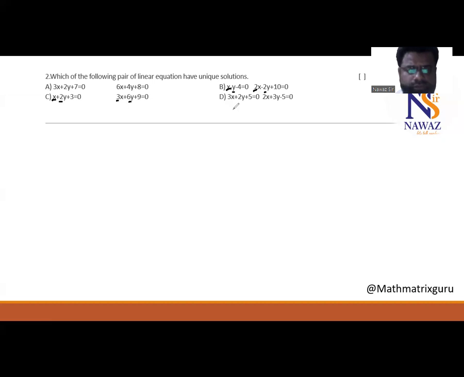So we are left with only one, that is 3x plus 2y plus 5 equal to 0 and 2x plus 3y minus 5 equal to 0. So the correct option is the D bit. This one is the correct answer.